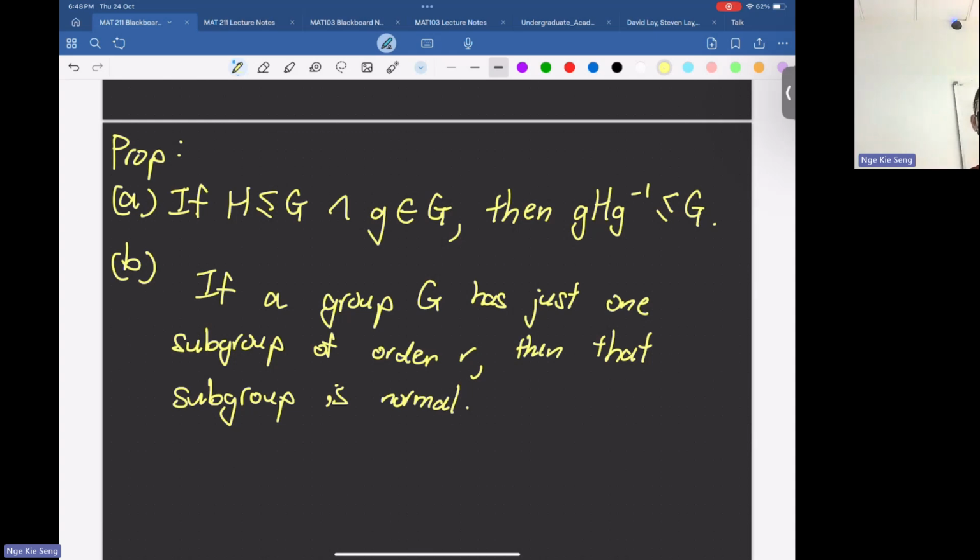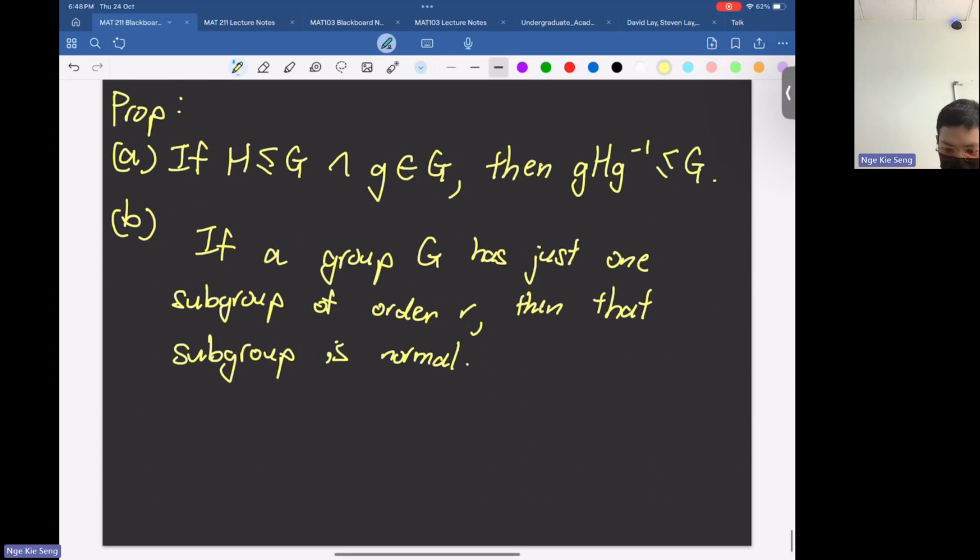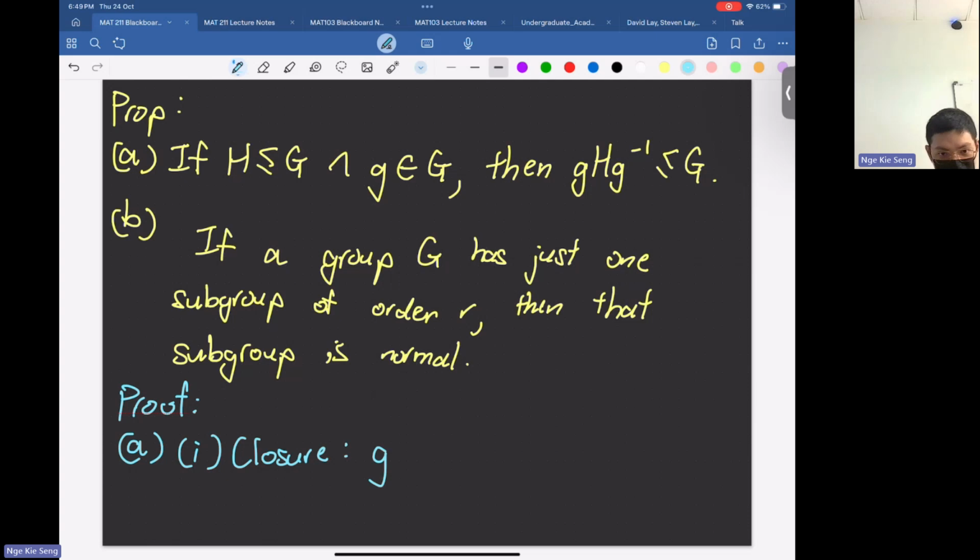Okay, so we need to prove it. Let's prove the first one first. I think the first one is very quick. To check a subgroup, what do we need to check? Closure, identity, and inverse. So we just quickly check closure. We need to fix a g first, and then we look at different h.